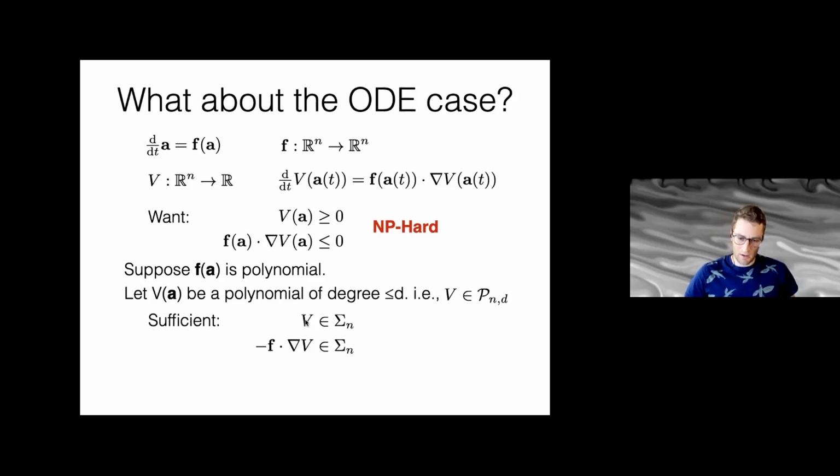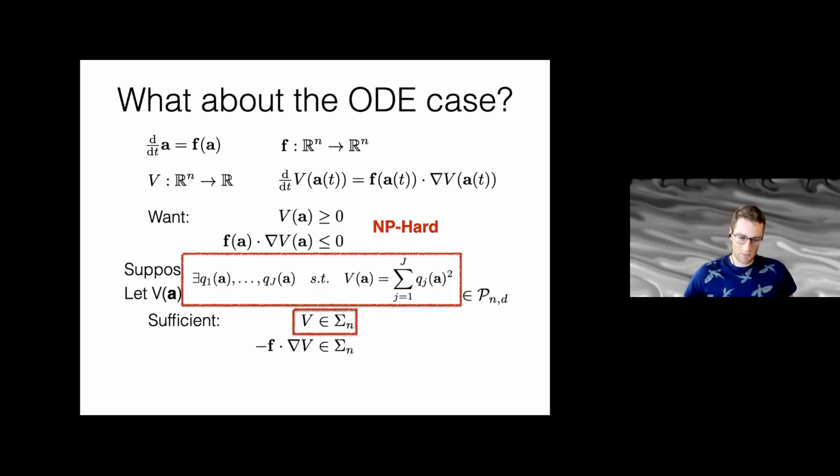In particular, I'm going to require V to be in the set that I'm calling sigma n. This is the set of polynomials that admit a sum of squares representation in n variables. Just to be explicit, V being in sigma n means there exists some finite set of polynomials Q such that if I square them and add them up, I get V. So clearly, if there is a sum of squares representation for V, V is non-negative. Right? And the nice thing is that checking whether a polynomial is sum of squares is computationally tractable.